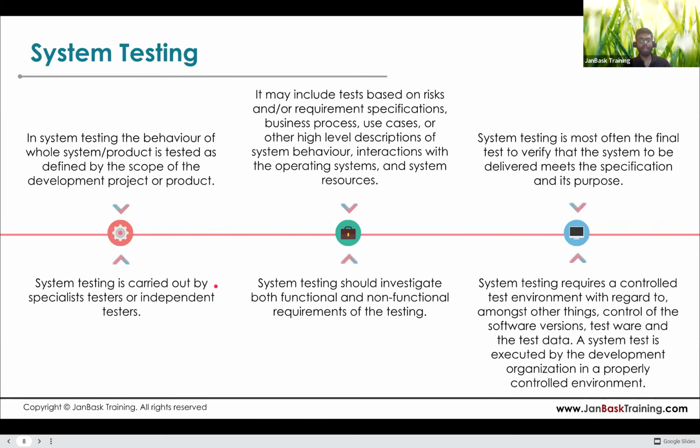System testing is carried out by specialist testers or independent testers. This level of testing is done by the testers only. The developers are not involved in the system testing. It may include tests based on risks and or requirement specifications. So this is important. Business process, use cases, or other high level description of system behavior, interaction with the operating system and system resources.